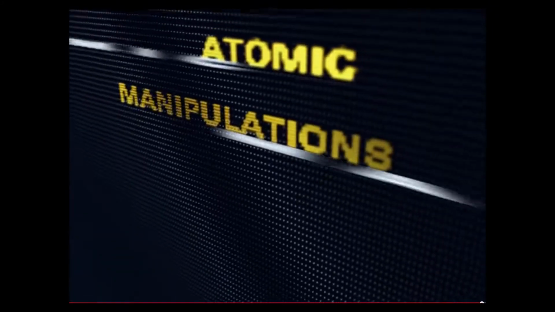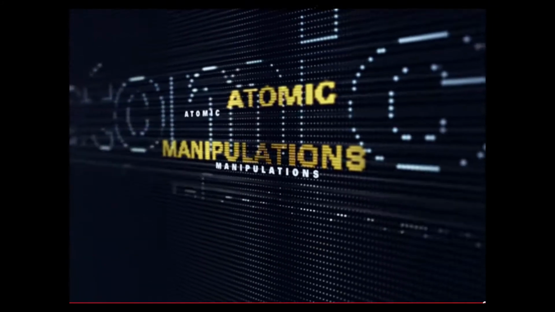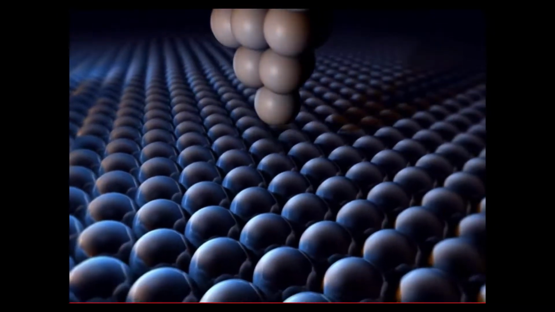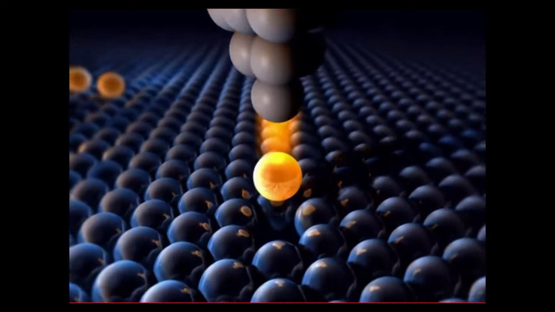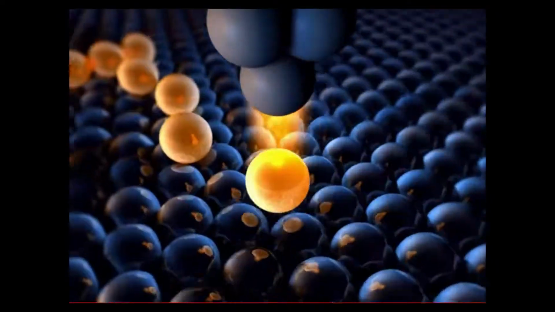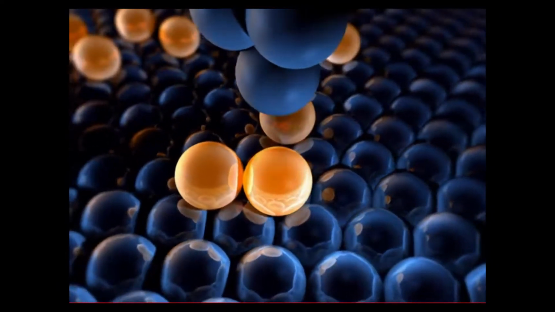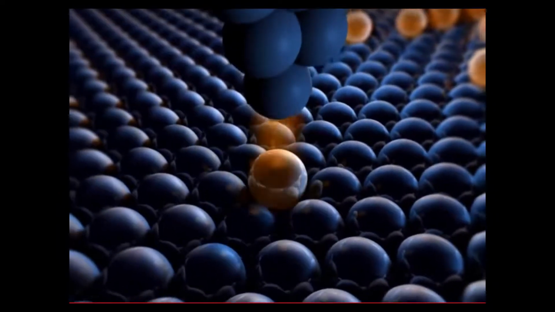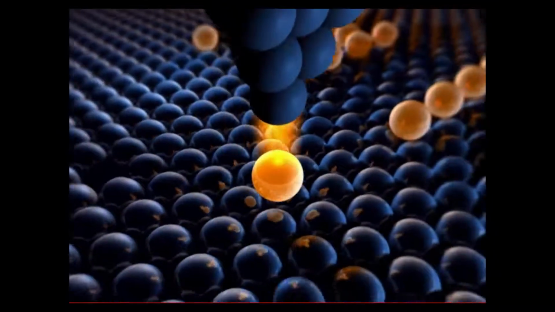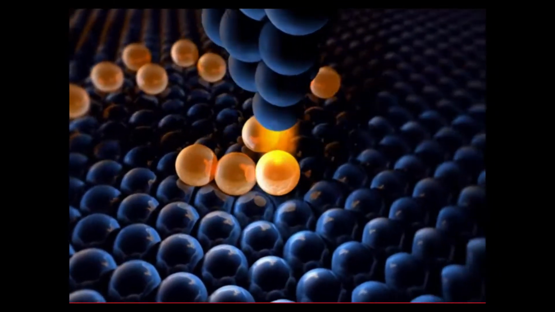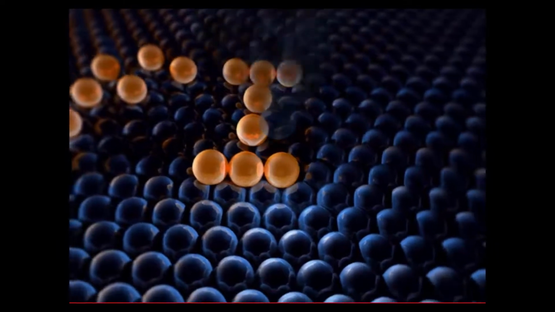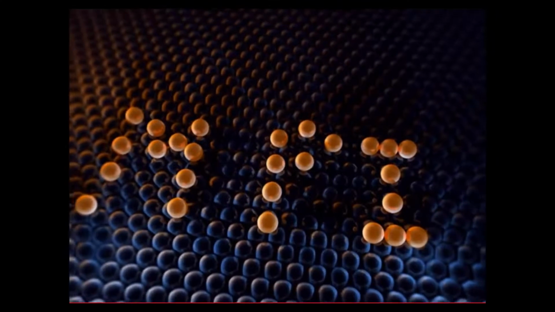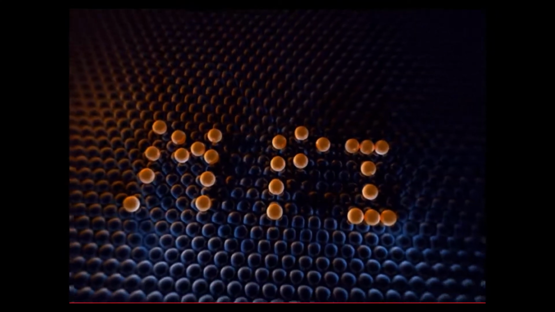Atomic manipulations. The scanning tunneling microscope is also a unique tool to create atomic structures on the nanoscale. The atom can be transferred to the tip and transported along the surface, moved with the tip to another position. Atoms can even be arranged in an arbitrary manner. This way, atom by atom, the letters MPI are formed, which is the short form for Max Planck Institute. This is a very small name tag. Its length is only 4 nanometers.